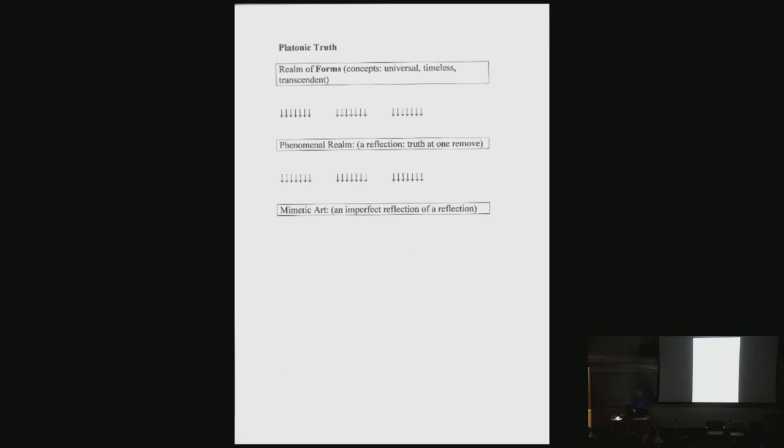Go ahead and jot this down. I'm going to turn up the lights here for a minute. As you're jotting this down, I'll repeat this a couple of times because it's really important.